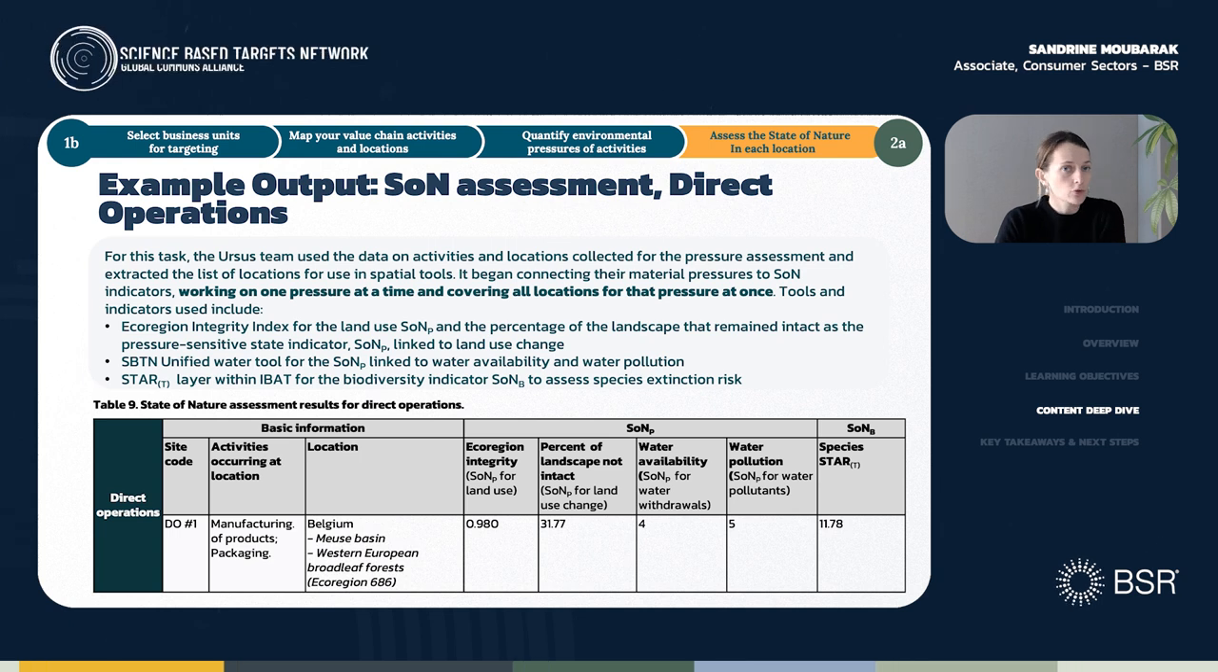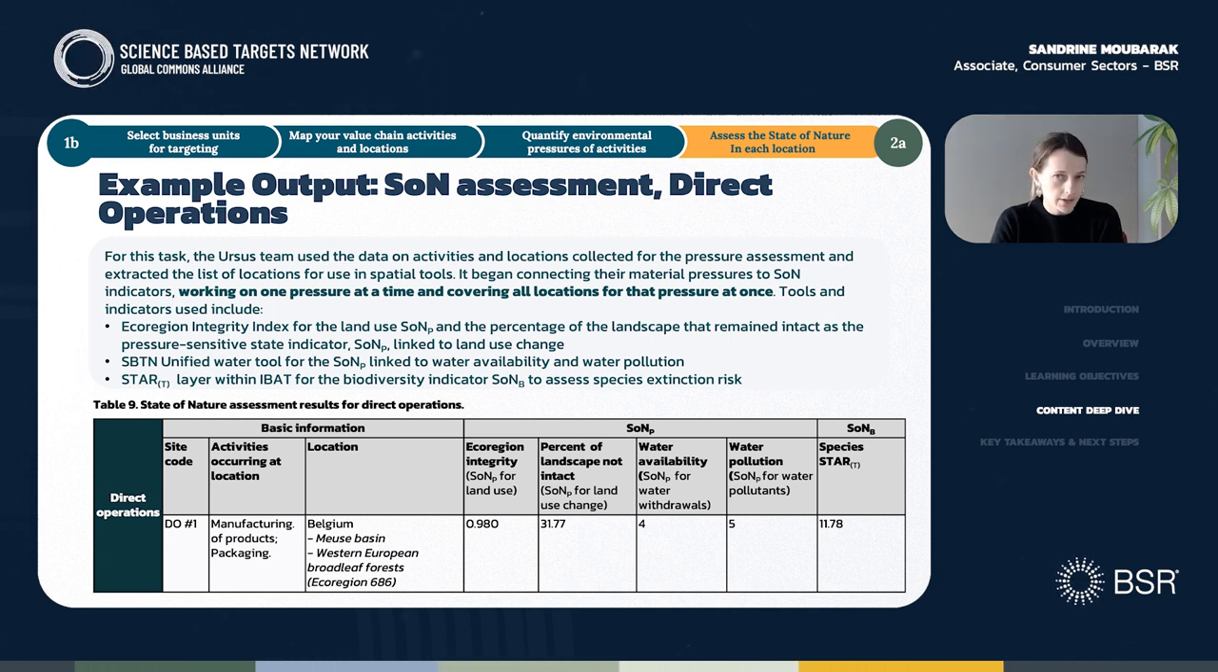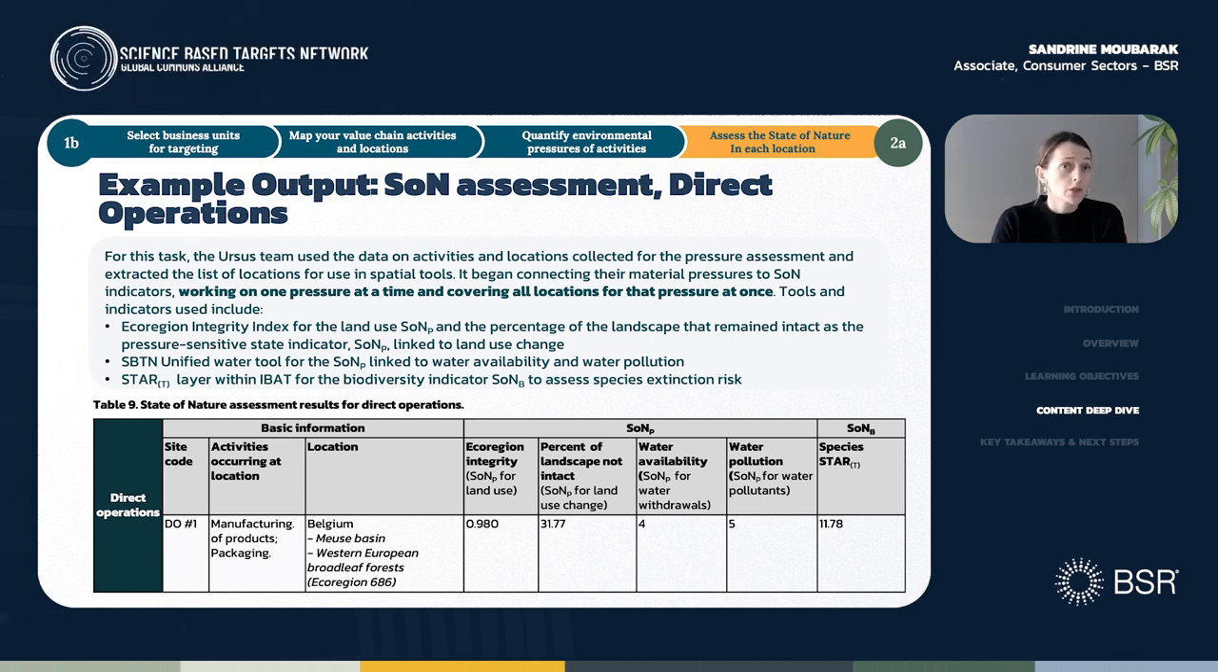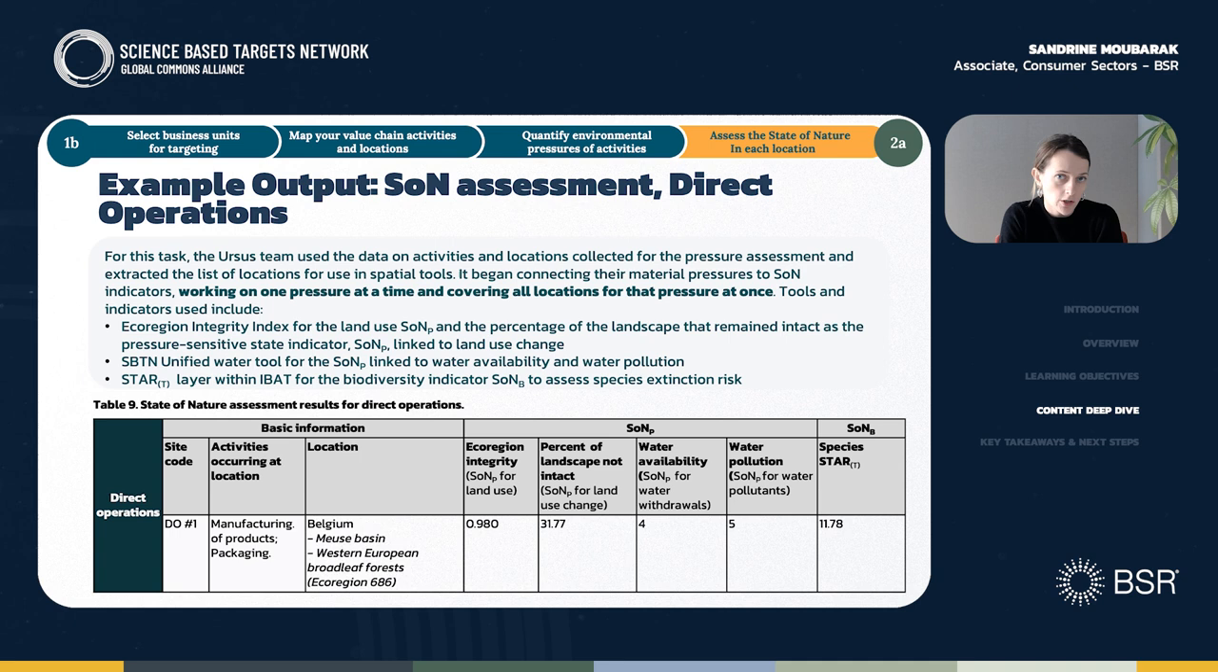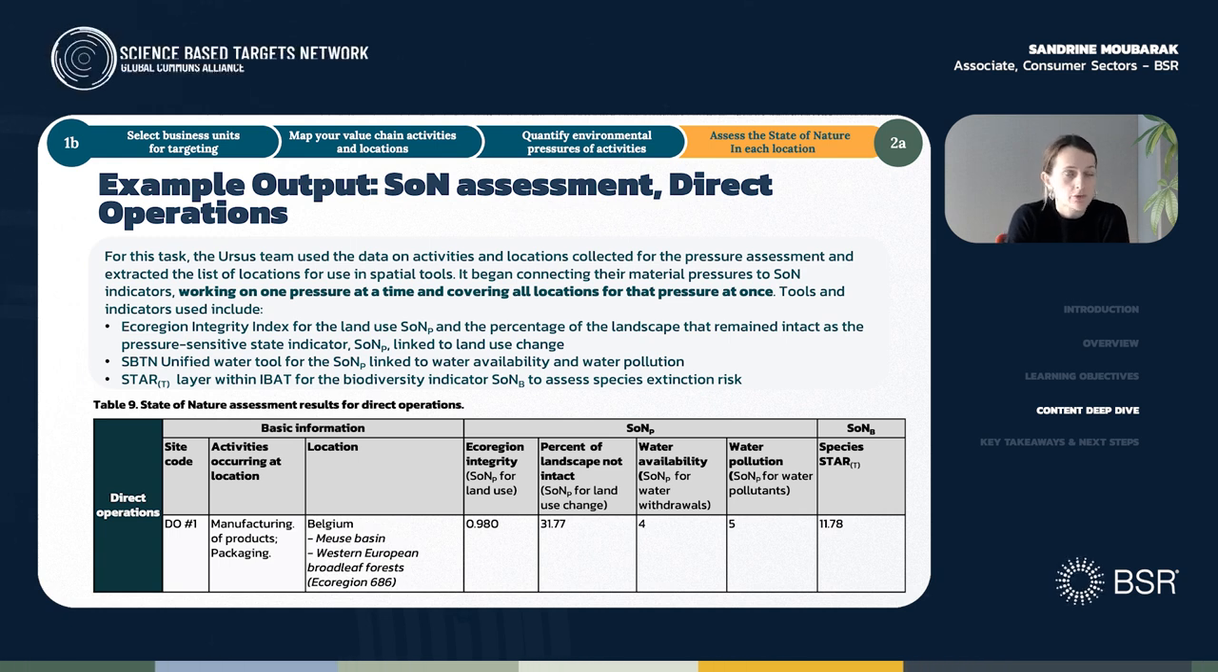As the team selected tools, they were careful to verify that each layer used to assess the state of nature was capturing the current state or changes in state, and not pressures or some combination of pressures and states. Using these resources, Ursus generated state of nature estimates for each of the locations associated with its direct operations and upstream value chains. The table here provides an example of those state of nature estimates for a unique location linked to a given operational site.